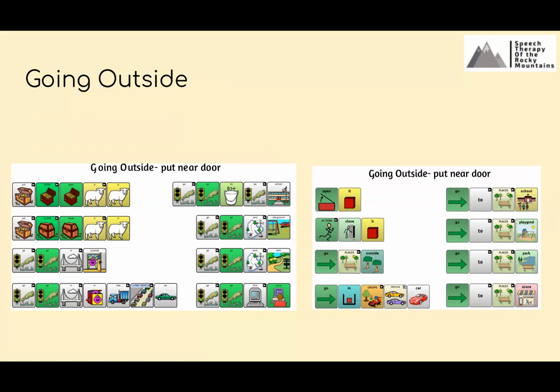If you don't have the device at hand, you're going to point to the symbol that says go and then point to outside. And you're going to say, go outside.